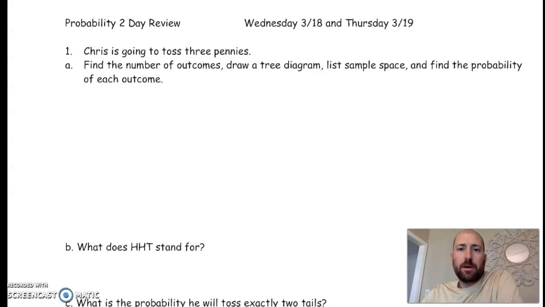All right, this is pages 1 and 2 for the probability 2-day review. So you're going to do this review over 2 days, and I'm going to give you answer keys 2 pages at a time, so the videos aren't too long.